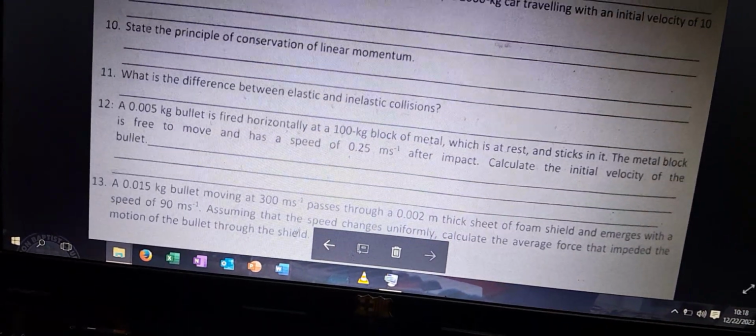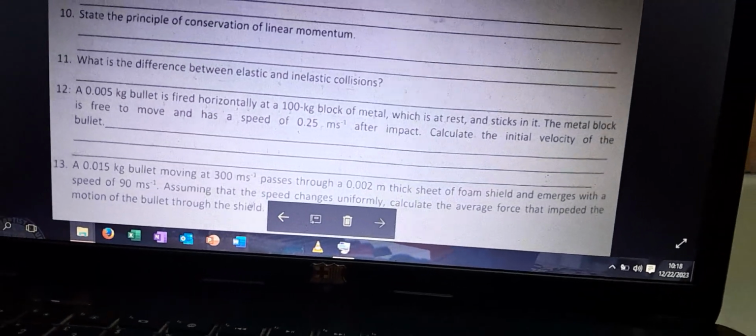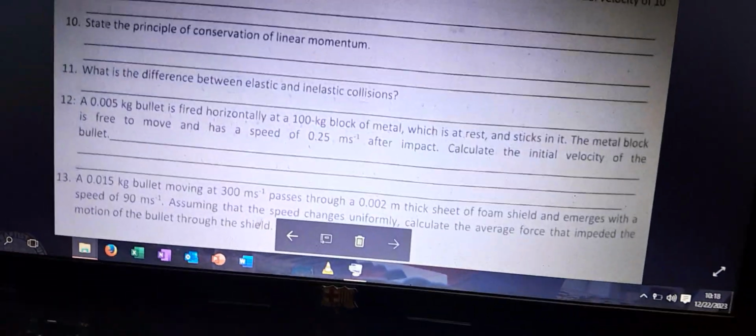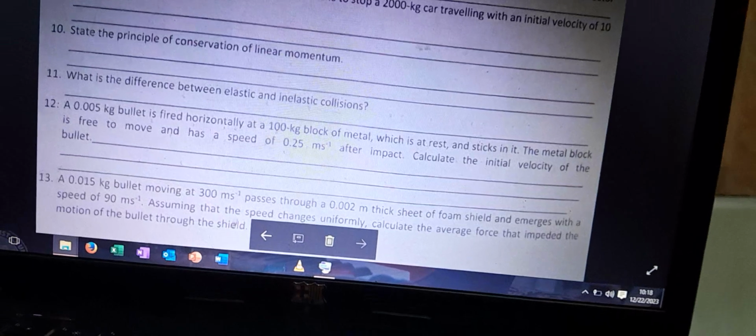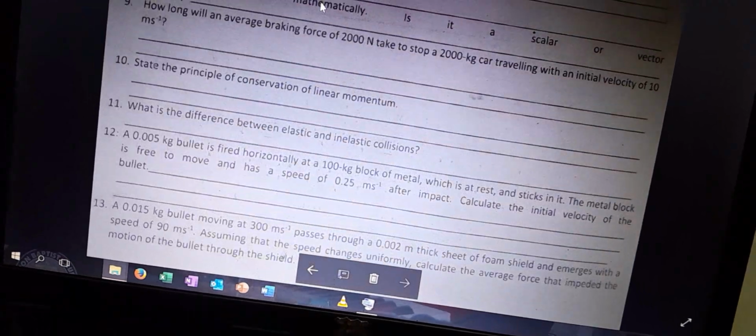So mathematically, it will be initial total momentum equals final total momentum. For more explanation and a breakdown on this, look at my video on impulse, impact, and linear momentum.